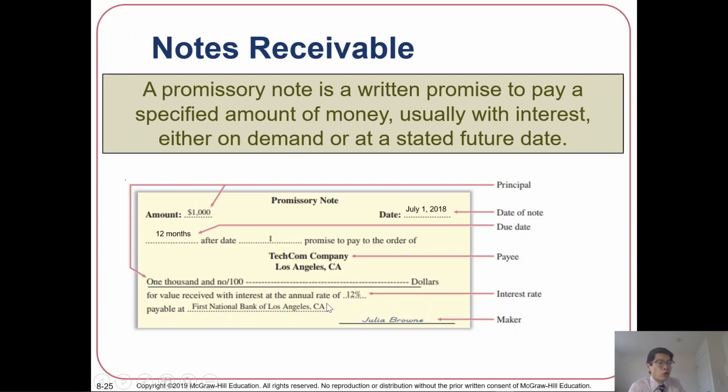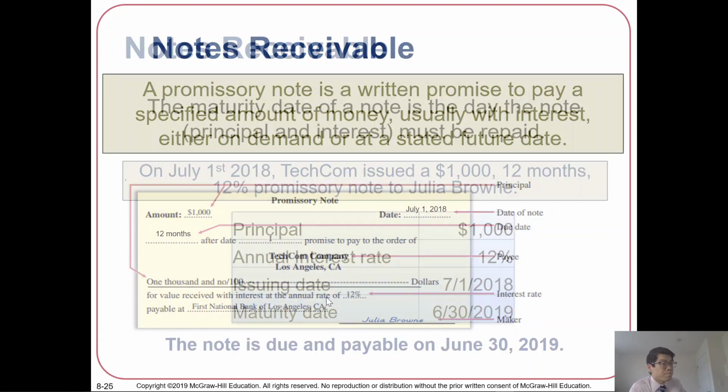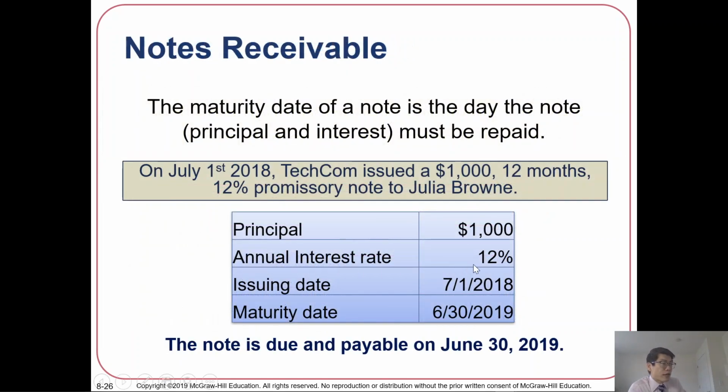That means for using that amount of money for 12 months, for 1 year, this is the amount of interest you need to pay for borrowing the money. So in this case, the annual interest rate is 12%. And when is this note issued? On July 1st, 2018, and the maturity date is June 30th, 2019, and that'll be a whole year, 12 months. So the note is due and payable, or has to be paid, on June 30th, 2019.